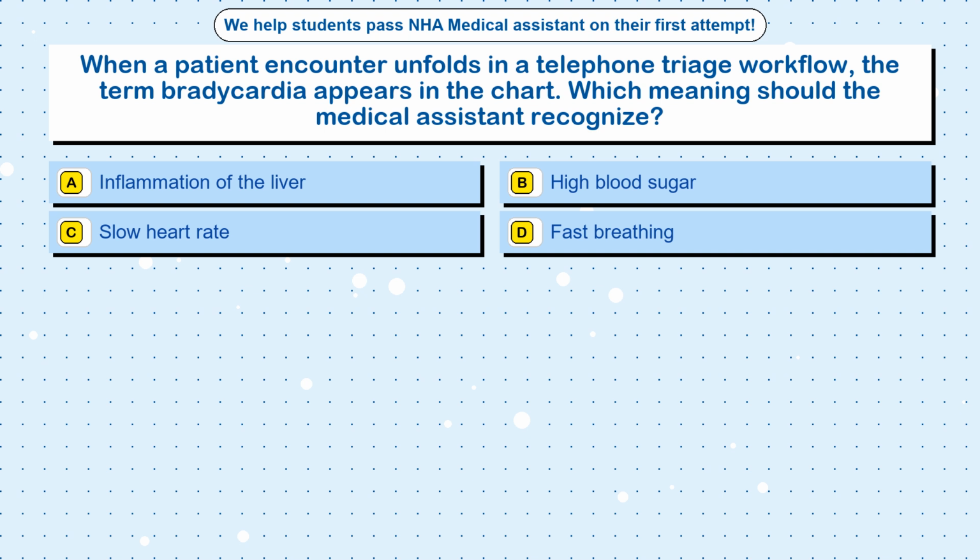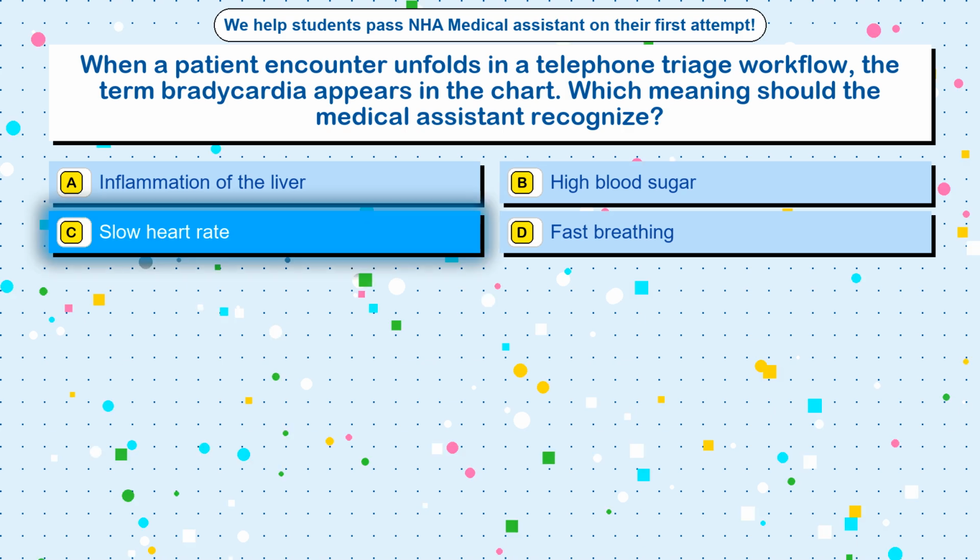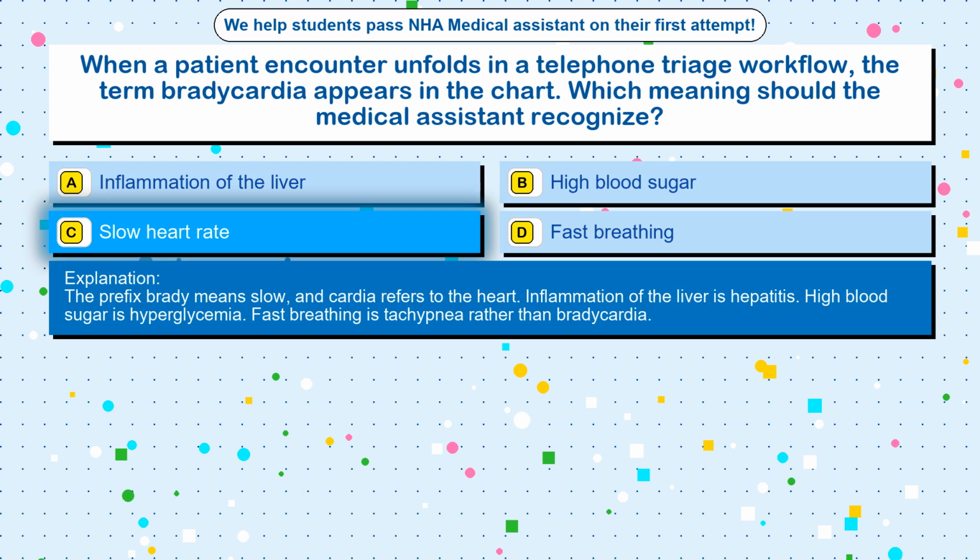Which meaning should the medical assistant recognize? Option A, inflammation of the liver. Option B, high blood sugar. Option C, slow heart rate. Option D, fast breathing. The correct answer is option C, slow heart rate. The prefix brady means slow, and cardia refers to the heart.